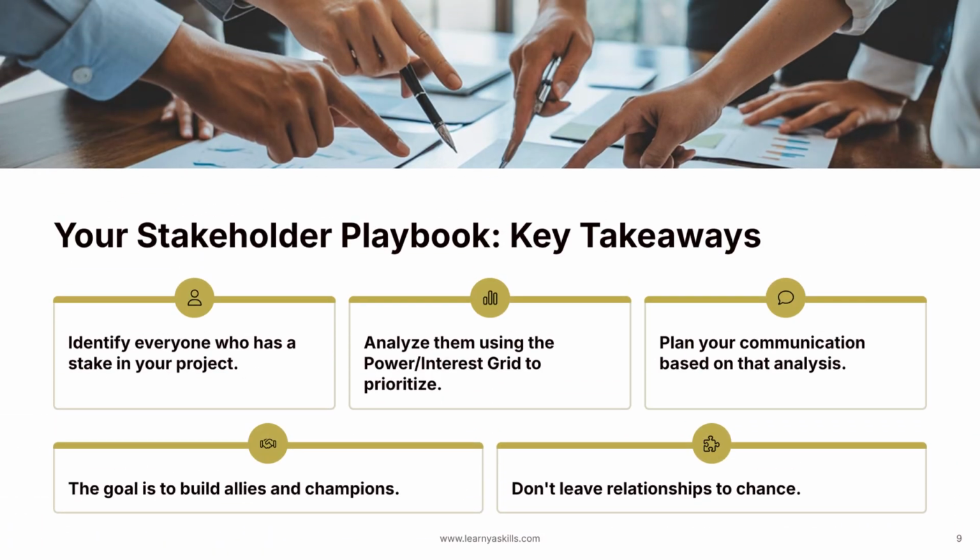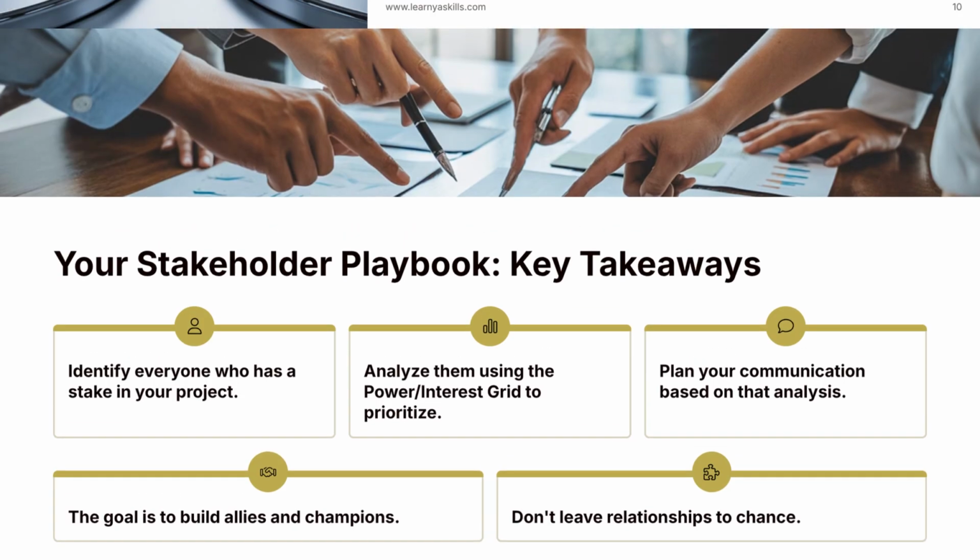Let's lock in the key takeaways for your stakeholder playbook. First, take the time to identify everyone who has a stake in your project's outcome. Second, analyze them using the power, interest grid to prioritize where you spend your valuable time and energy. Third, plan your communication strategy based on that analysis. Remember that the ultimate goal is to build allies and champions, not just manage contacts. And the most important lesson of all, don't leave relationships to chance. Be deliberate, be strategic, and be proactive.